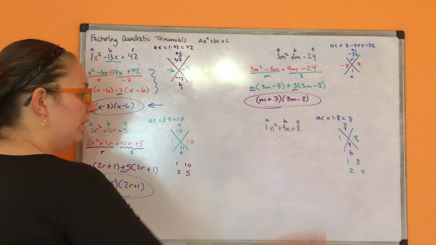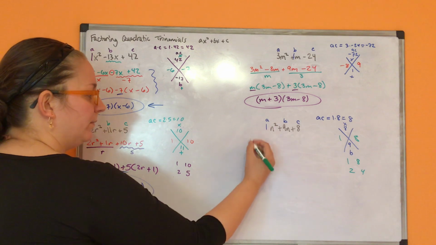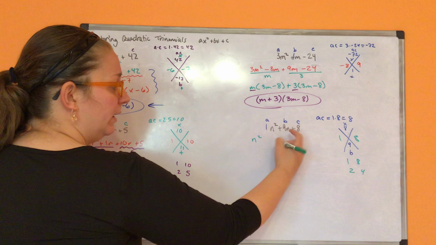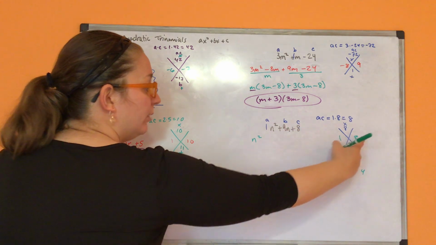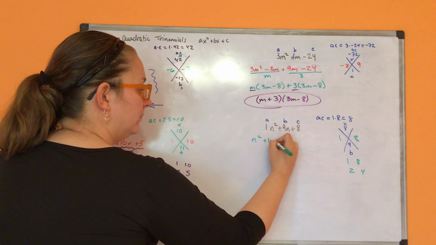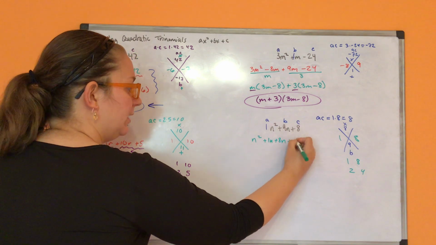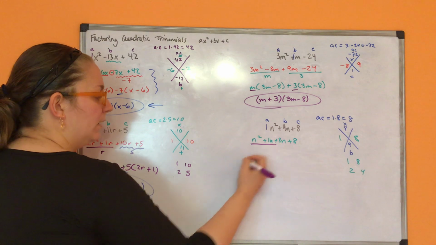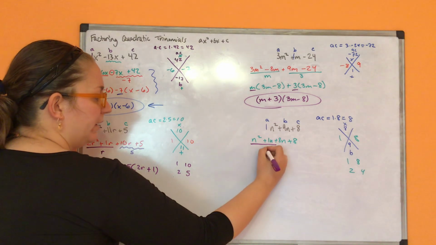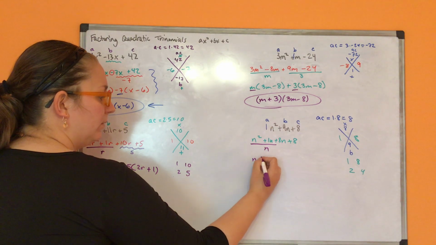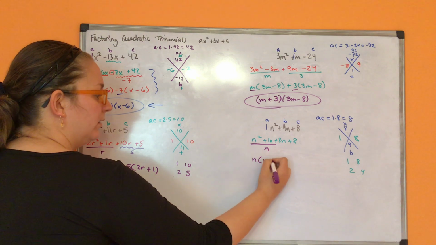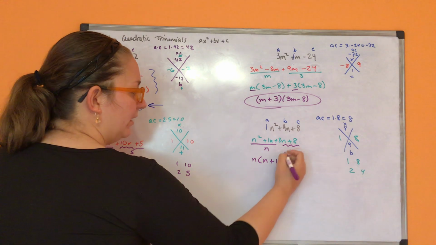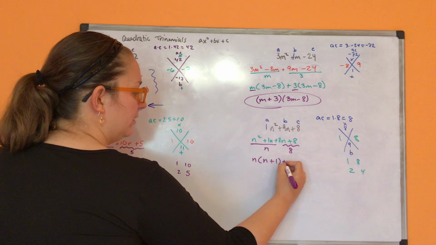All right, let's rewrite it as 4 terms. N squared stays the same. If you want to write that 1 in front, you can. Instead of 9n, I'm going to do 1n plus 8n. And then plus 8 stays the same. Factor by grouping. GCF of n squared and 1n is just n. When I divide by n, I get n plus 1. GCF of 8n and 8 is 8.